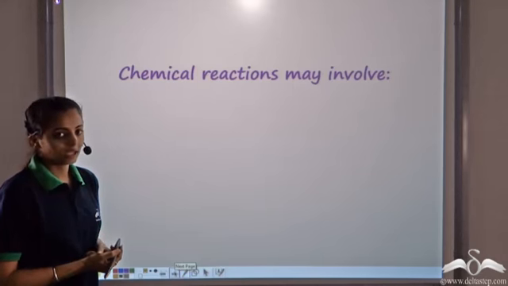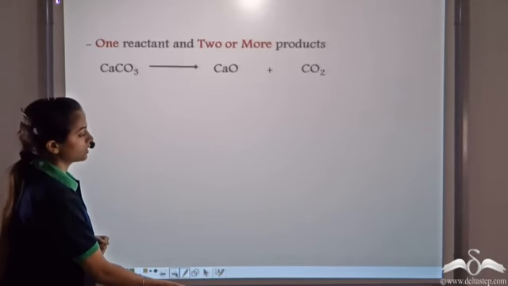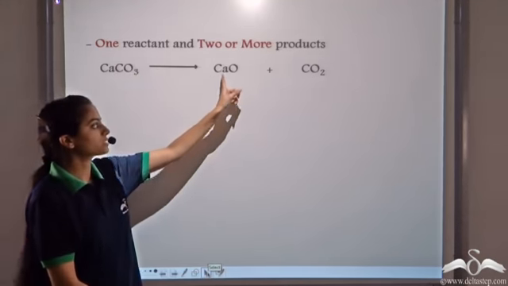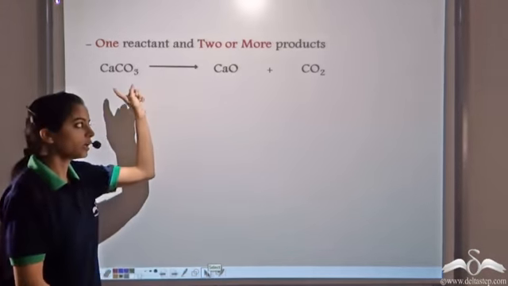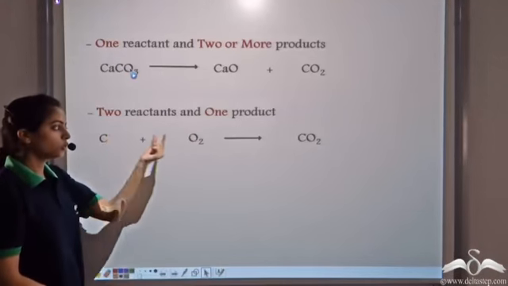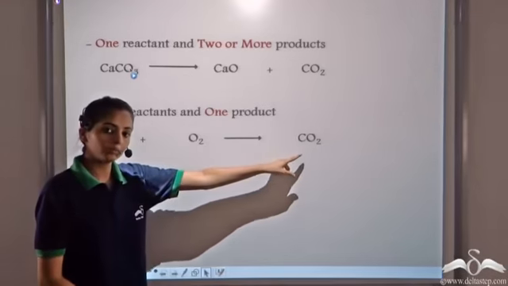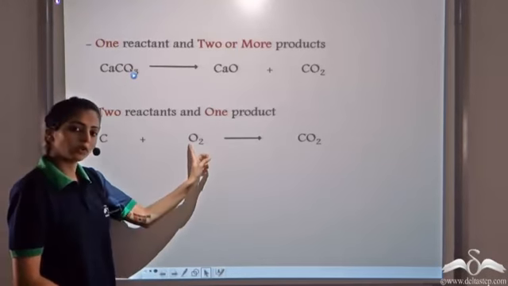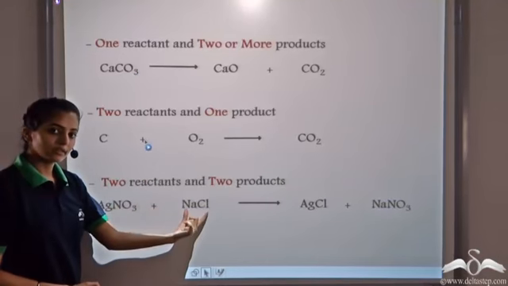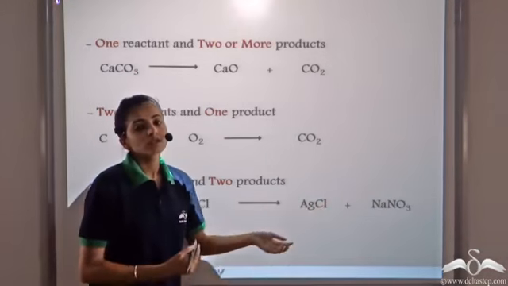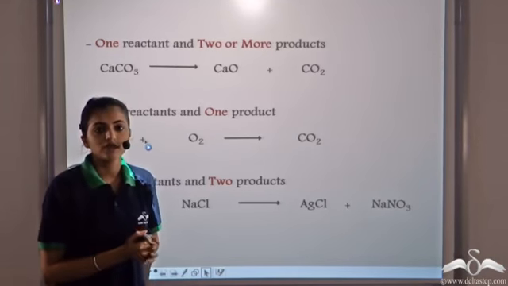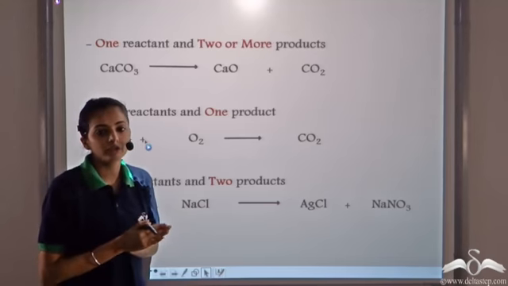So in any chemical reaction, we have different forms. So we can have one reactant, so calcium carbonate, it forms calcium oxide and carbon dioxide. So one reactant and two or more products. We can have two reactants reacting to give one product, like carbon reacting with oxygen to give carbon dioxide gas. Or we may have two reactants reacting to give two products. Similarly, we can have any number of reactants reacting to give any number of products. The number of reactants and products is not fixed.